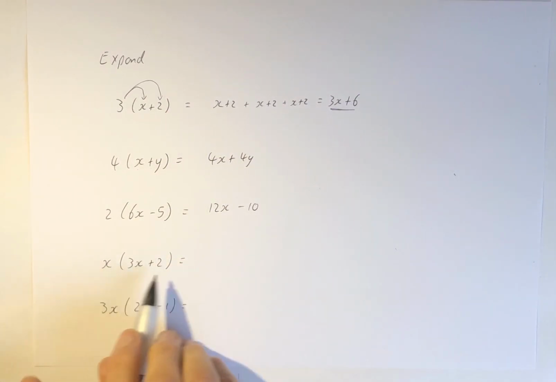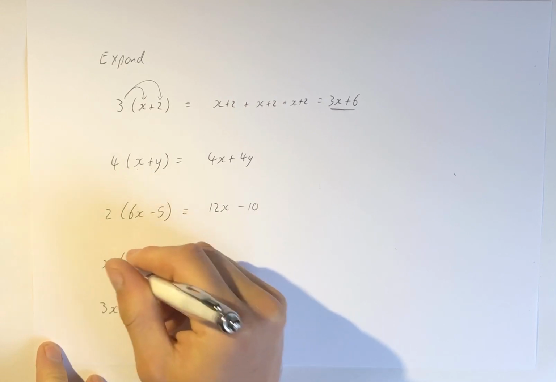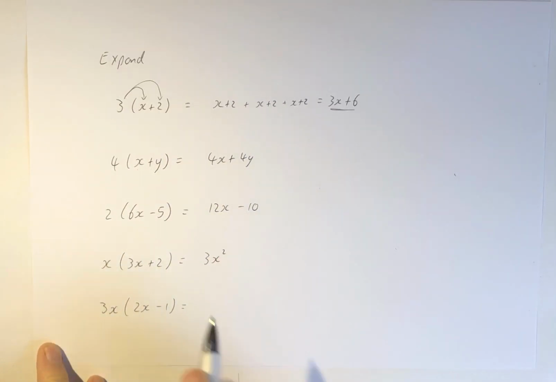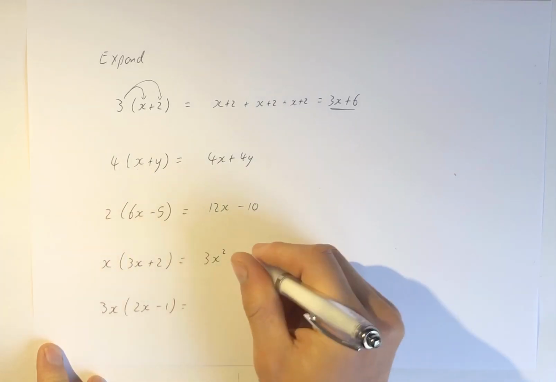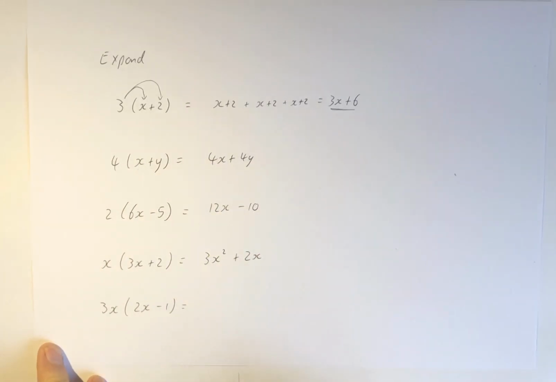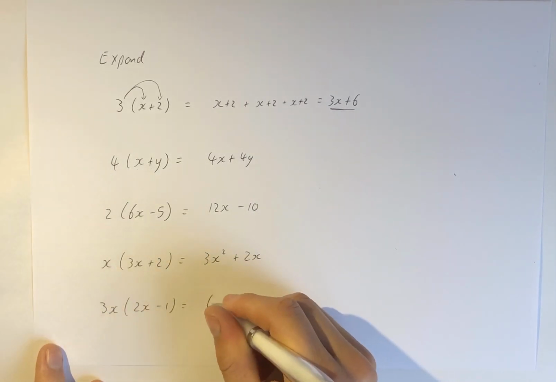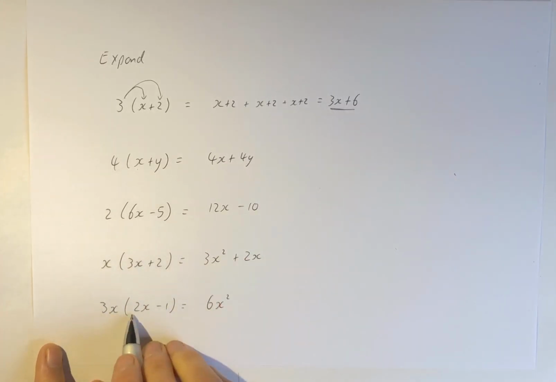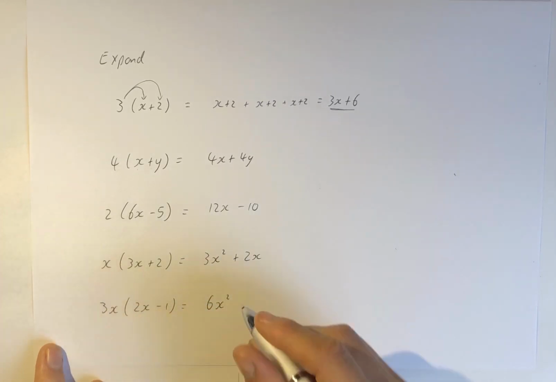If I was to expand this thing, I'd have 3x times x, and that would be 3x squared plus 2x. Right, I've got 2 lots of x there. This one's a little trickier. I have 3 times x times 2 times x. So the 3 times 2 gives me 6, and the x times x gives me x squared. So I've got 6x squared in there. Take away 1 lot of 3x.